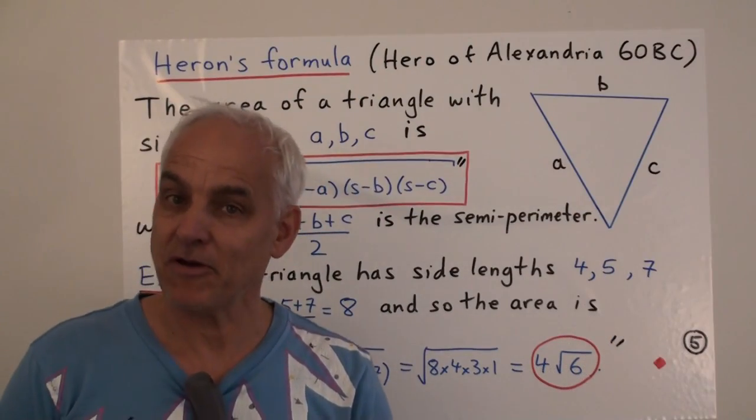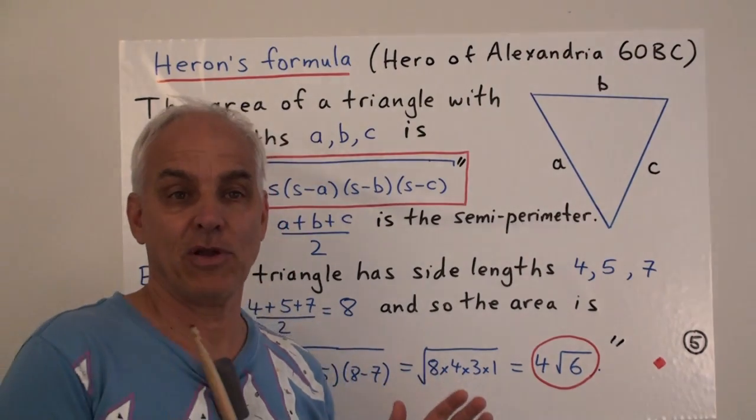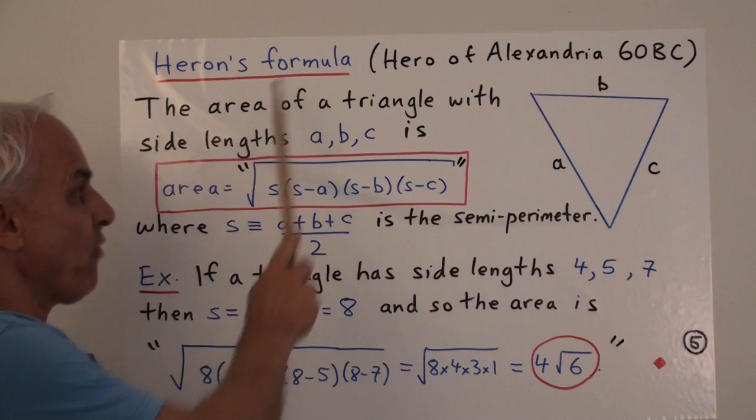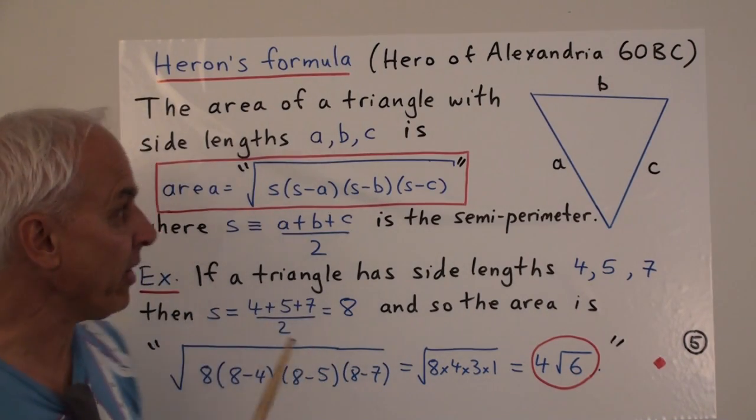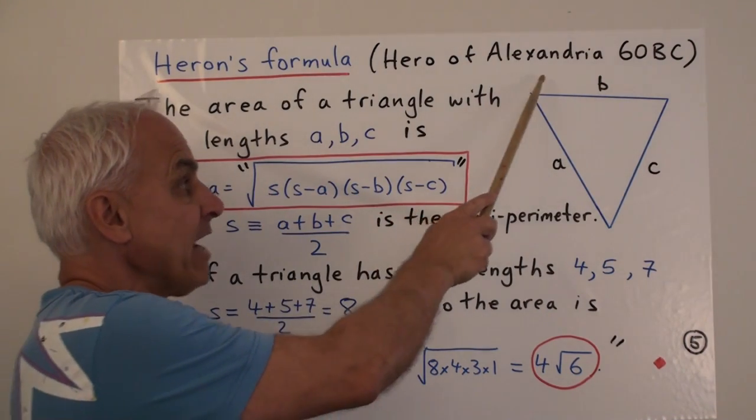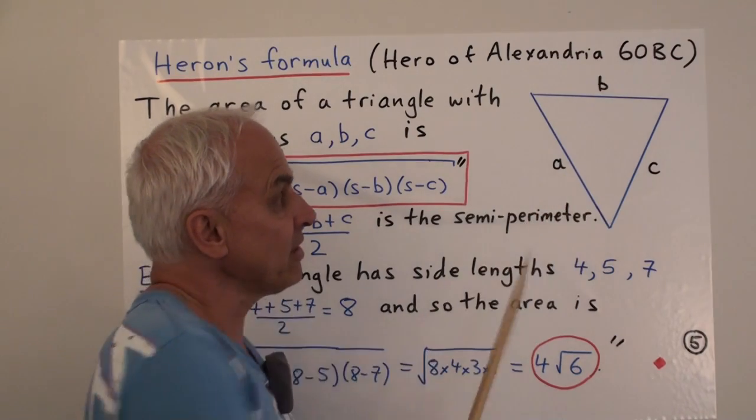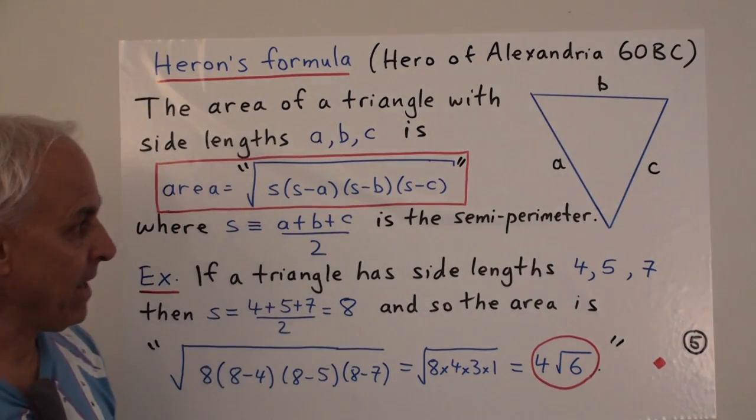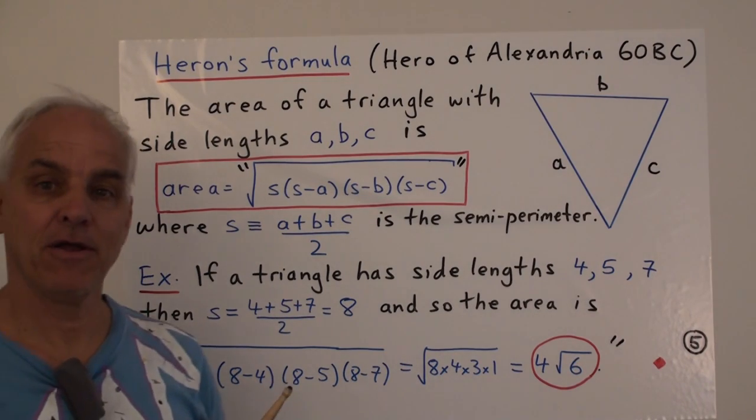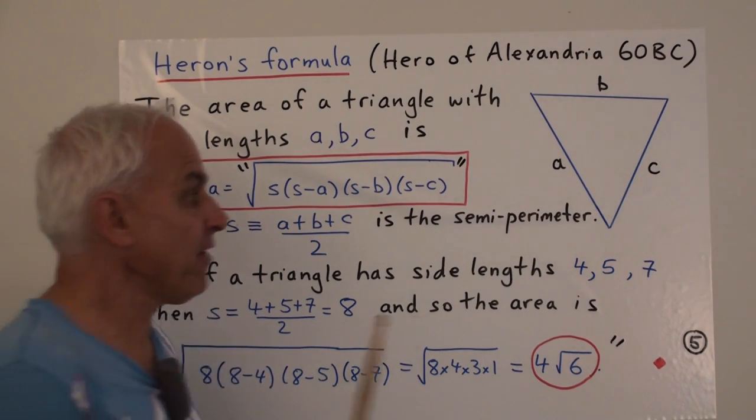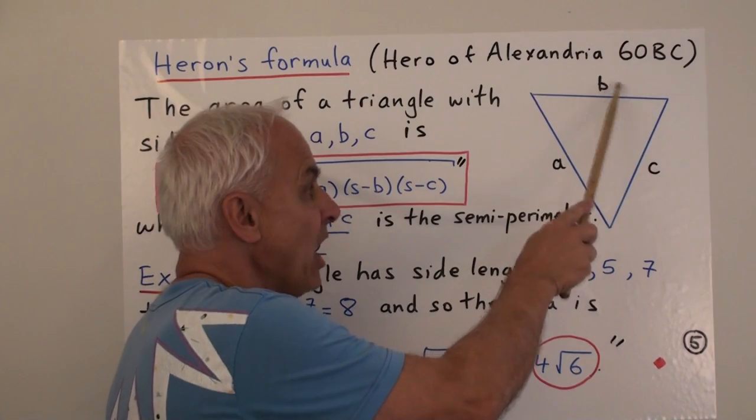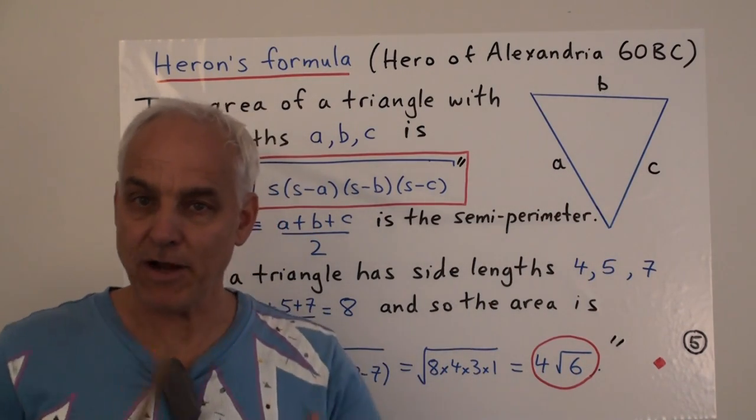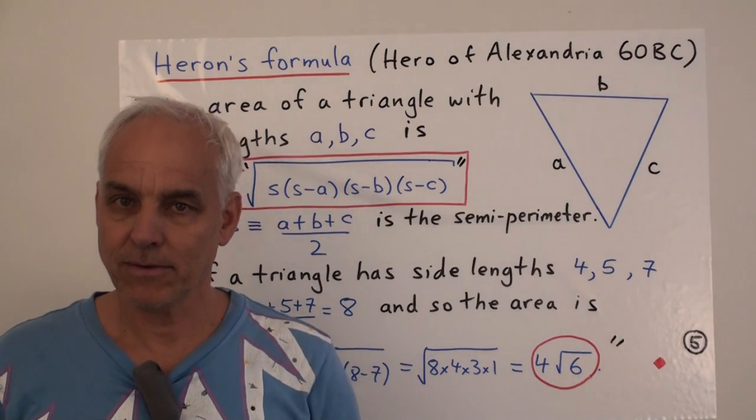Alright, so now we come to a very famous result from classical Greek geometry. It's called Heron's formula. It's named after Heron, or Hero, of Alexandria, who derived the result sometime around 60 BC in a book called Metrica. It's a formula for the area of a triangle, given the three side lengths. So if you know the three side lengths of the triangle, what is its area?